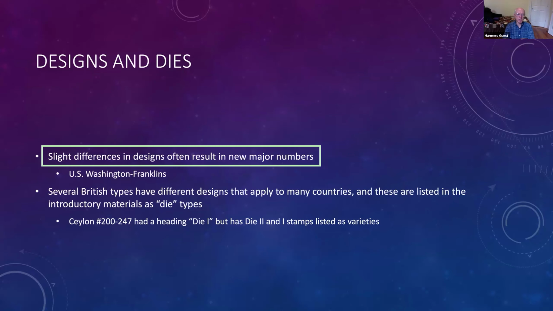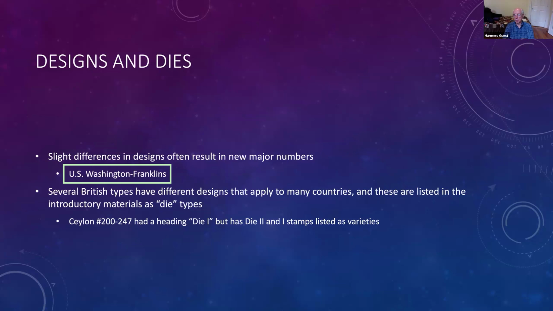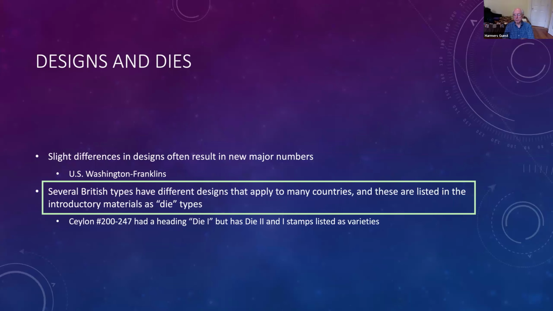Differences in designs often result in new major numbers. And our old friend, the Washington Franklins of the U.S., are exactly this type. There's no 2 cents red Washington. There's hundreds of them. So, literally. Yes, literally. There are these die things that are discussed in the introductory catalog for the British colonial issues, but they're not treated the same way.